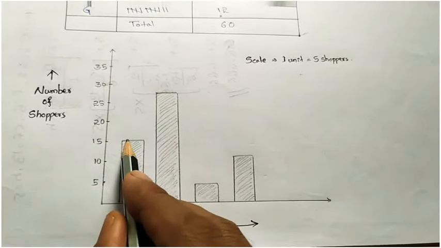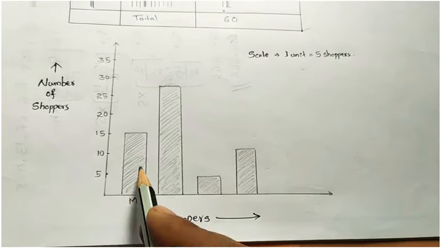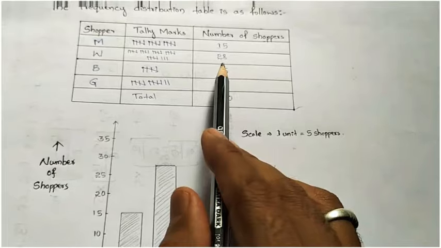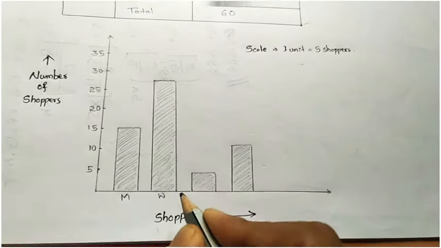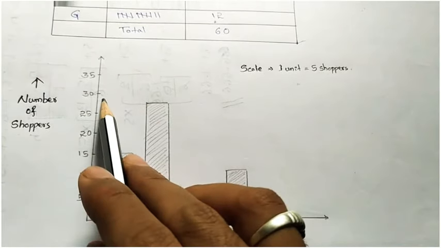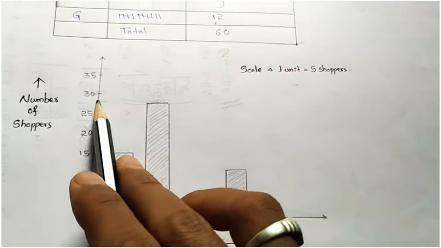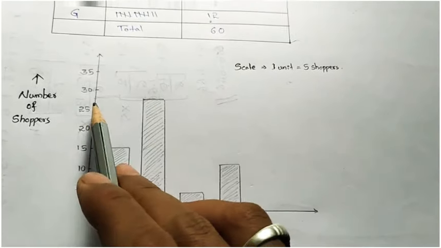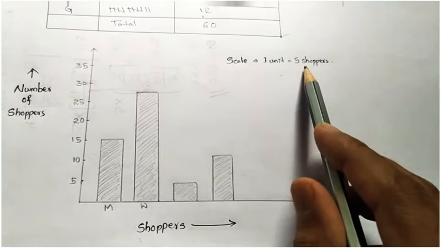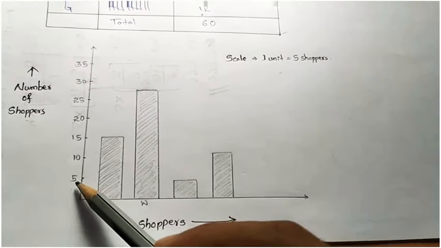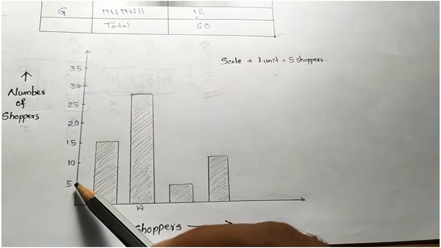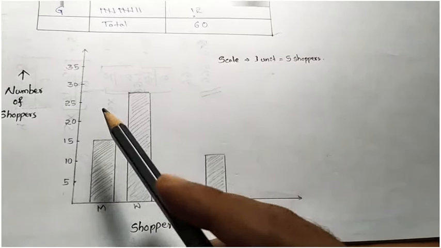So up to 15 you have to make the width and make one rectangle. Next I took women, that is W, 28. So where is 28? Below the 30 and above the 25, because here I took the scale as 1 unit as 5. We can also take 1, 2, 3, but here for every interval I took 5, 5, 10, 15 like that.